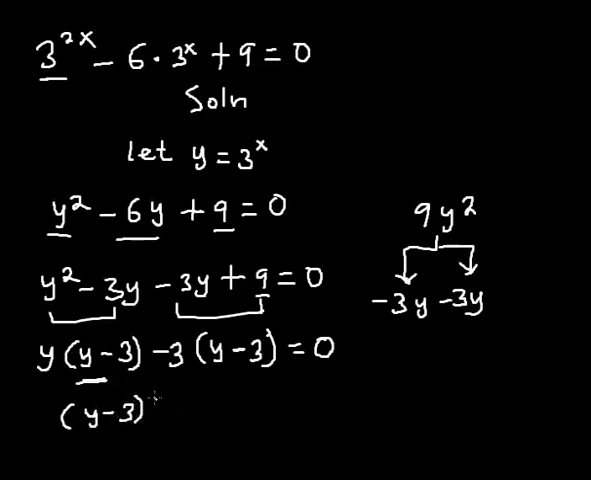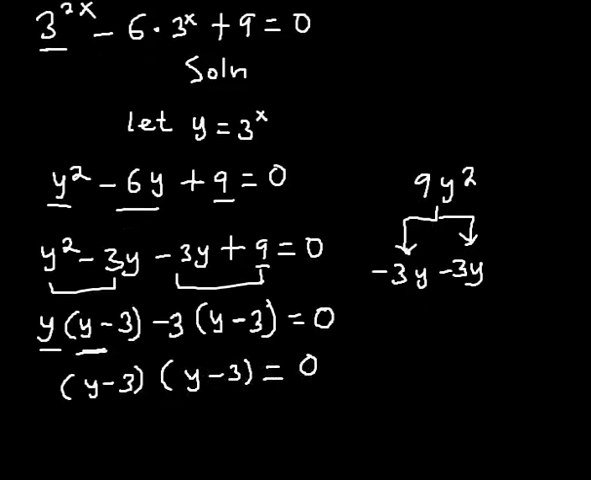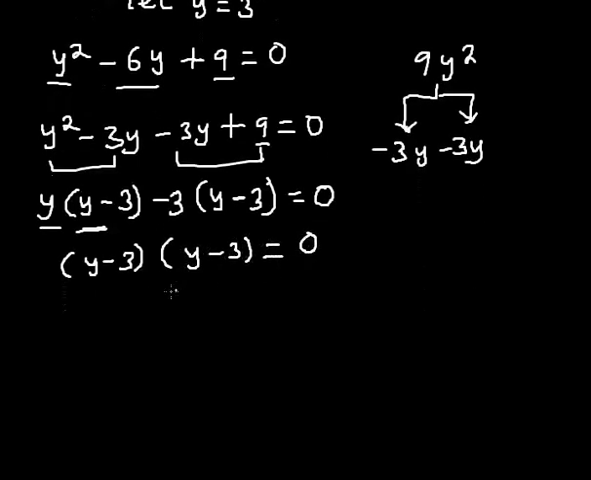Okay, then of course (y - 3) = 0. So from here, you know very well that for me to get my y, I can simply say that y - 3 is equal to 0. So that gives me y equal to 3. Minus 3 goes over, becomes 3. So I've gotten my y, I can now get my x.